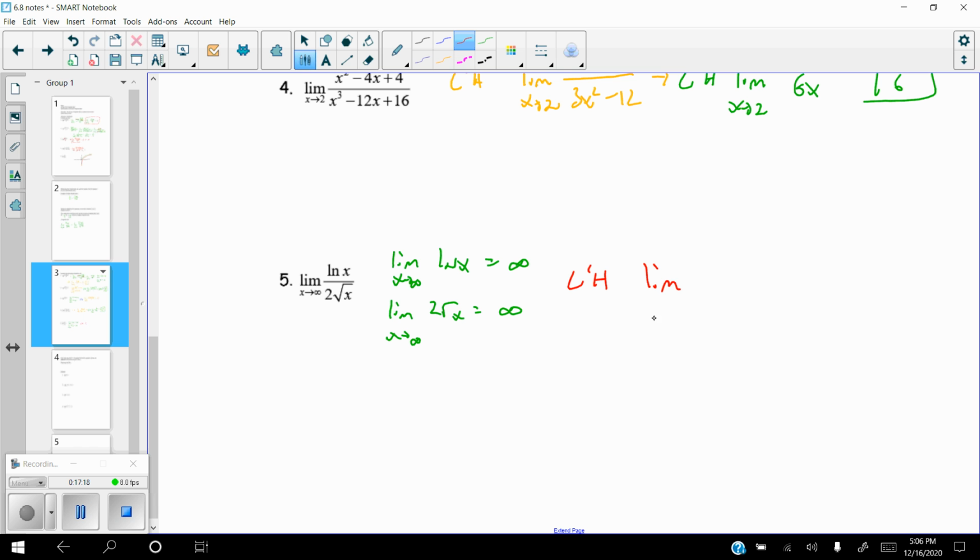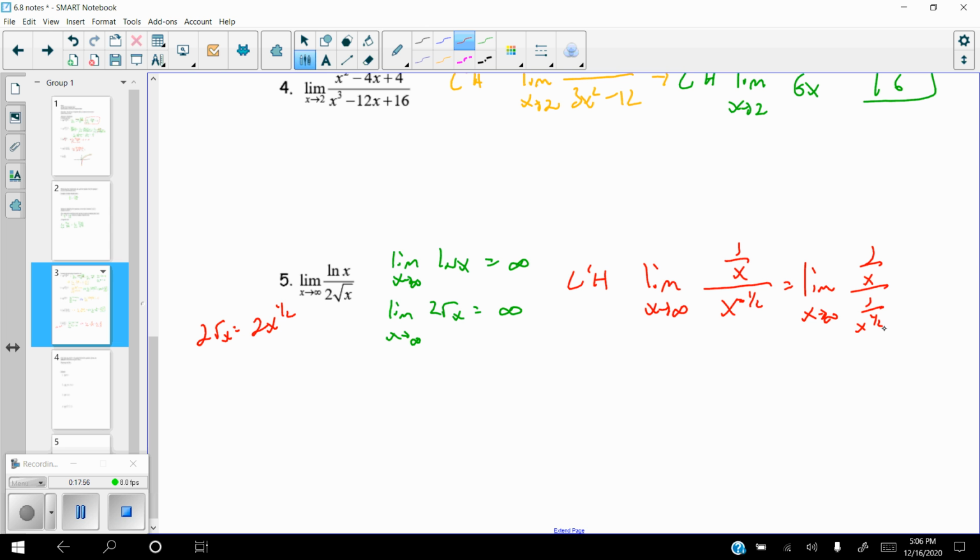So now if I take the limit as x approaches infinity, the derivative of natural log of x is 1 over x. The derivative of 2 square root of x, remember that 2 square root of x is 2x to the 1/2 power. So you bring the 1/2 out to the front. That just makes x to the negative 1/2 power. So you probably want to go ahead and rewrite this. I'm not applying L'Hopital's rule again yet, but I want to write that x to the negative 1/2 is 1 over x to the 1/2.